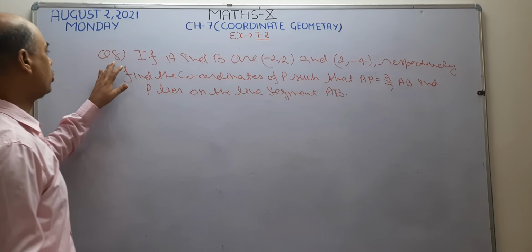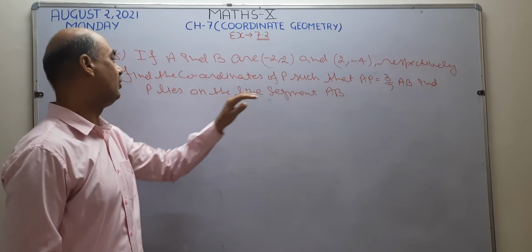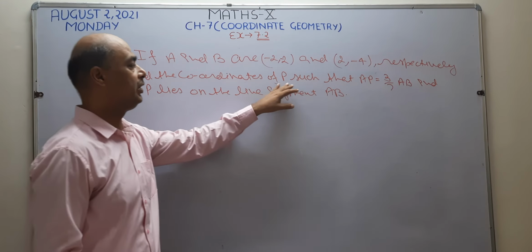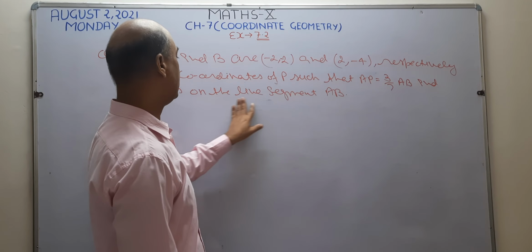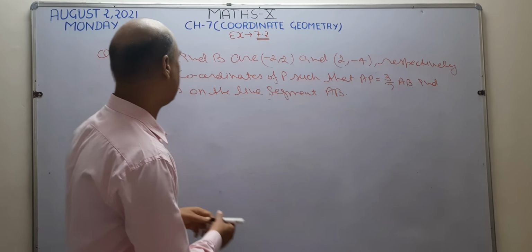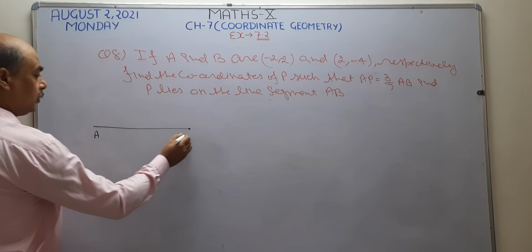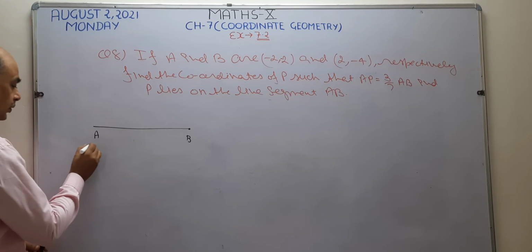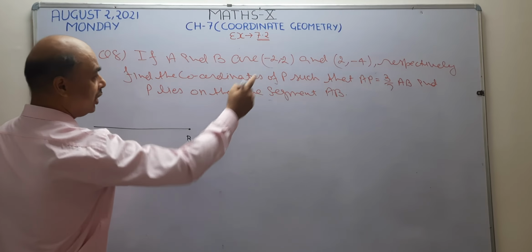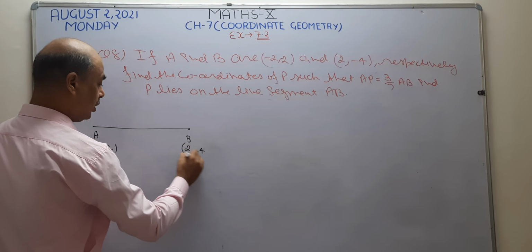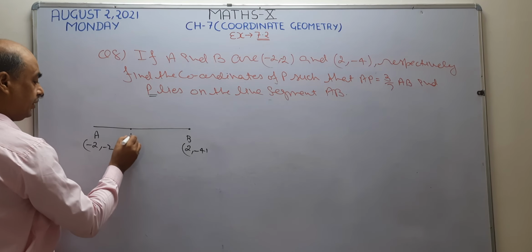Now we are going to solve question number 8. See what is given. If A and B are points respectively, find the coordinates of point P such that AP equals 3 by 7 AB and P lies on the line segment AB. So first I am going to draw the line segment AB. Suppose this is your line segment AB. The coordinates of A are given as minus 2, minus 2, and the coordinates of B are 2, minus 4. Now this point P is going to lie on the line segment AB. So I write P here.